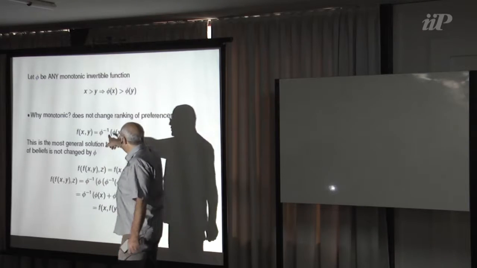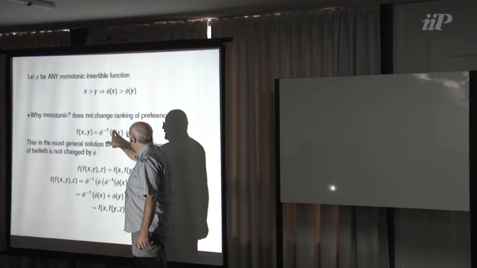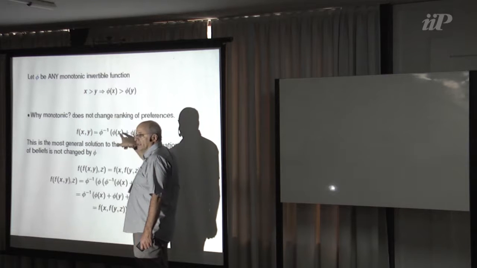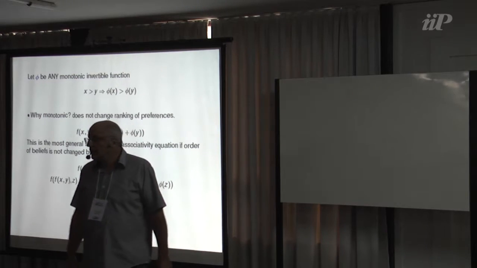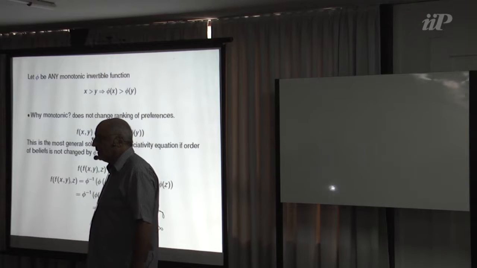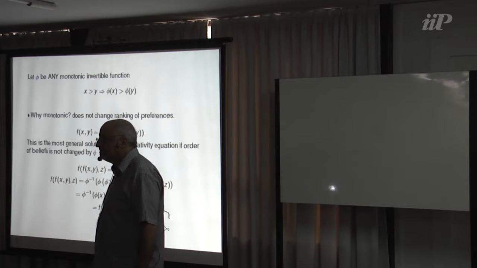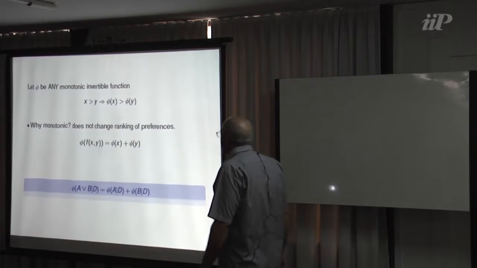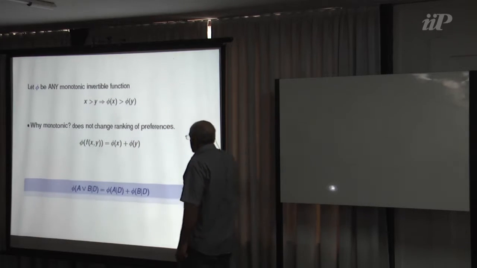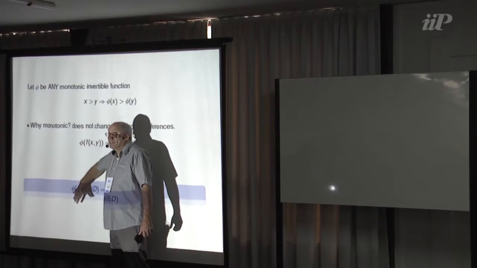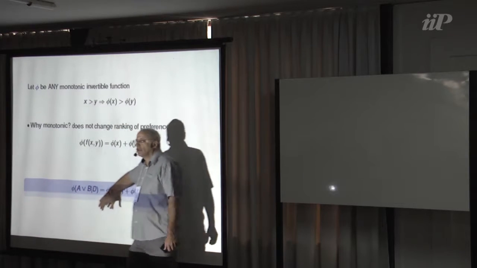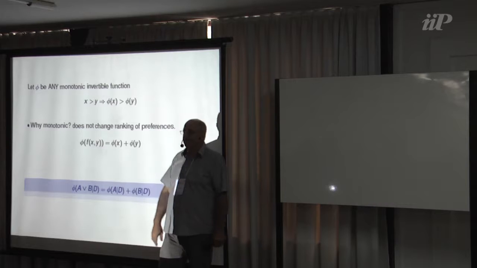This is the inverse function of phi applied to this argument, which is the sum of the application of phi to x and y, plus y. Okay? So you see, these numbers I don't know, this function I don't know, but this is a number, and these numbers should be composed as such.